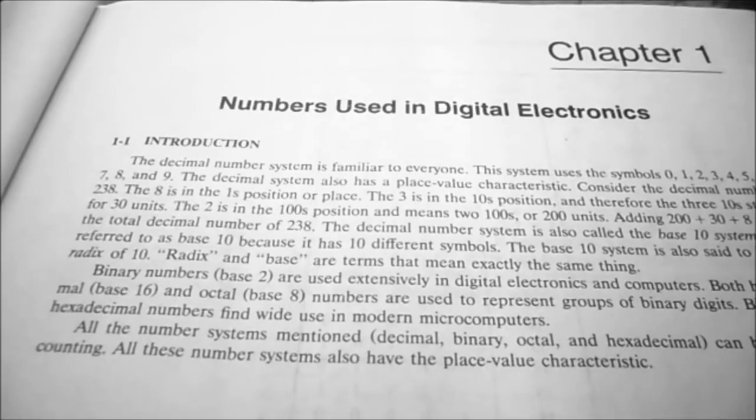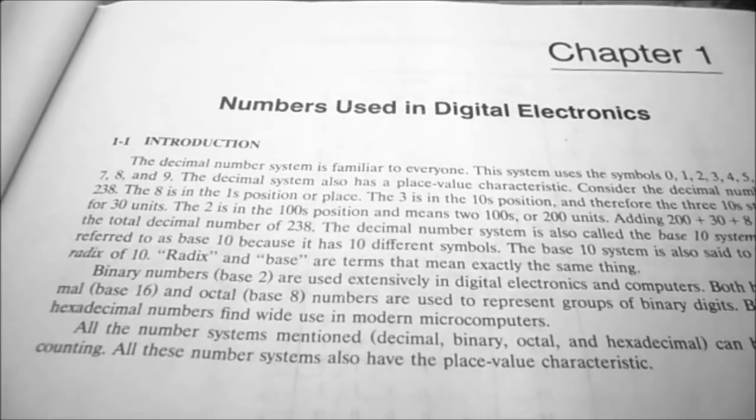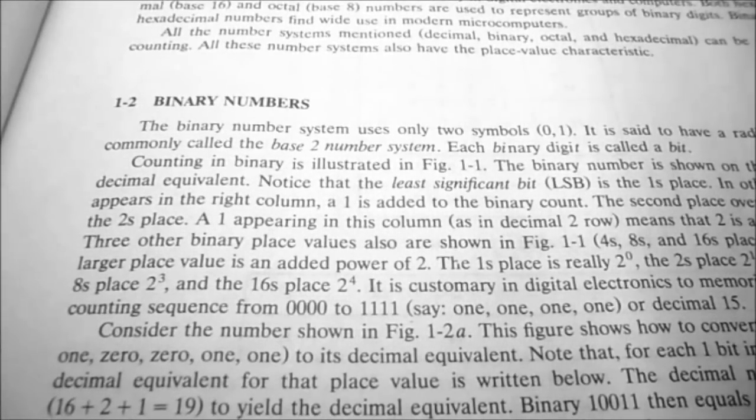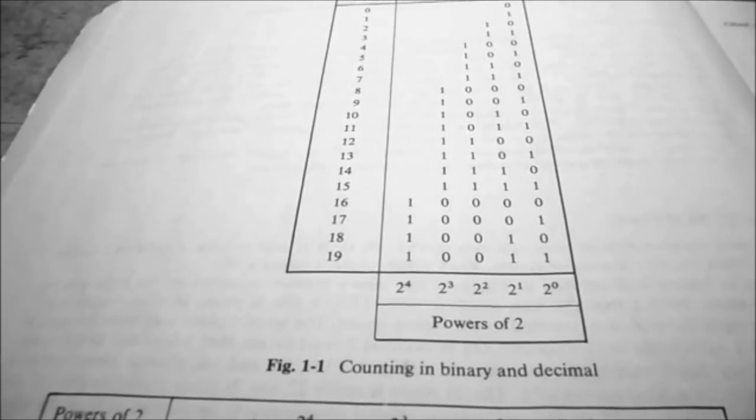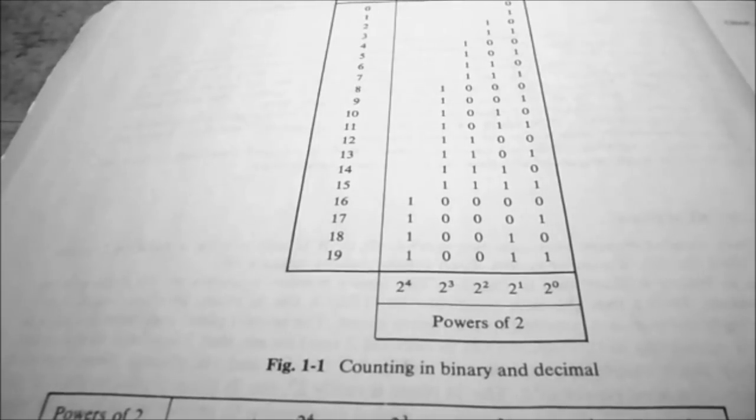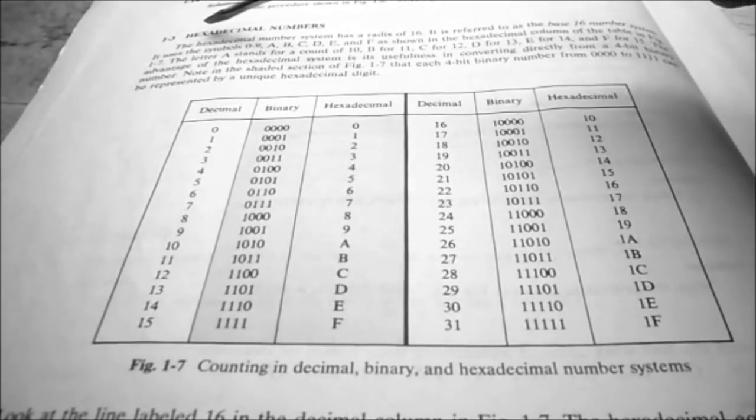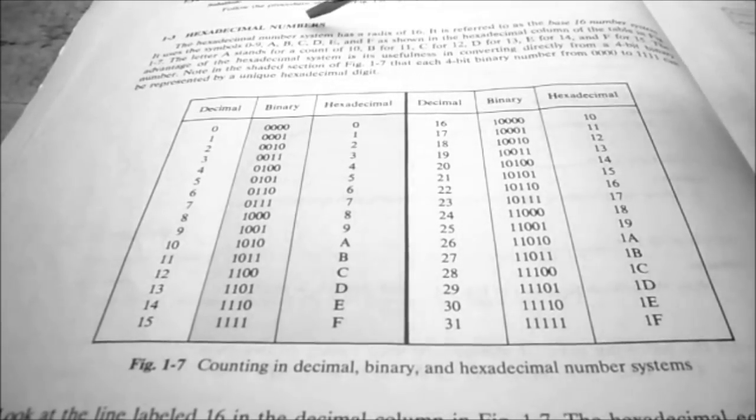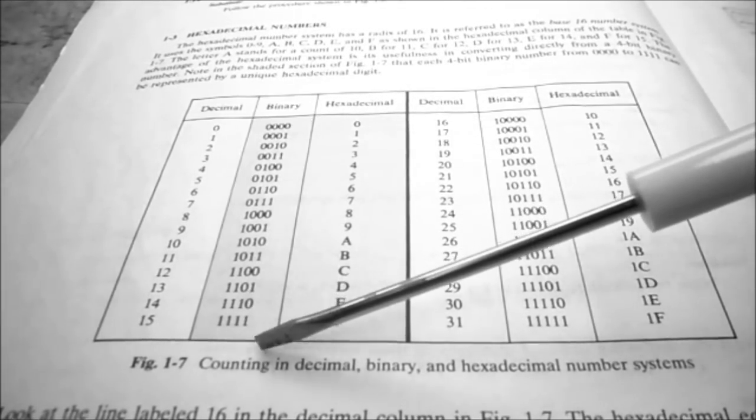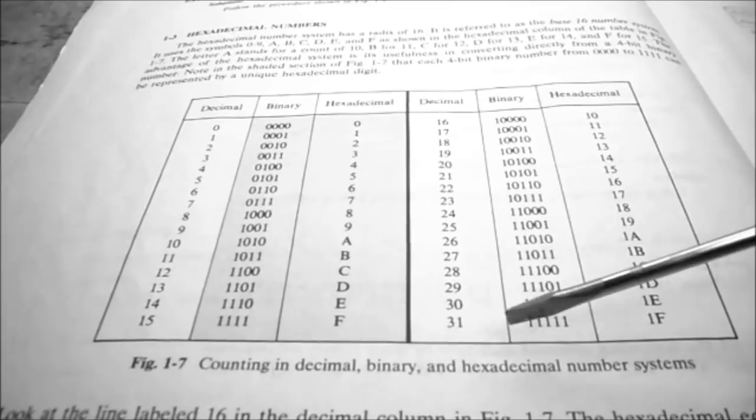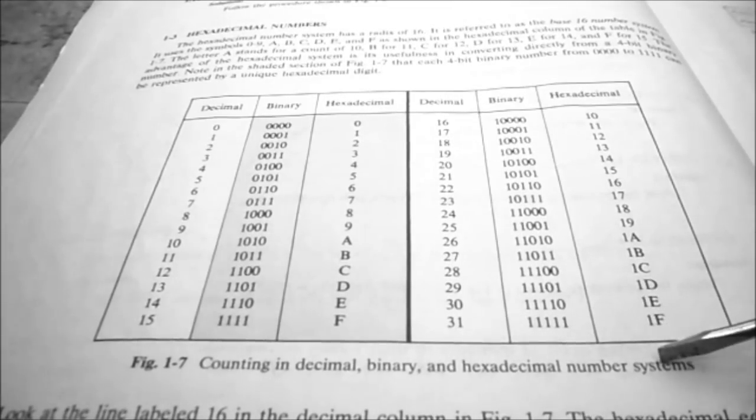So Chapter 1 is numbers used in digital electronics, and Section 1-2 is all about binary numbers. And Figure 1-1 is all about counting in binary and decimal numbers, so please make sure you can count 0 through 19. And Section 1-3 is all about hexadecimal numbers, so Figure 1-7 shows you counting in decimal, binary, and hexadecimal numbering systems.